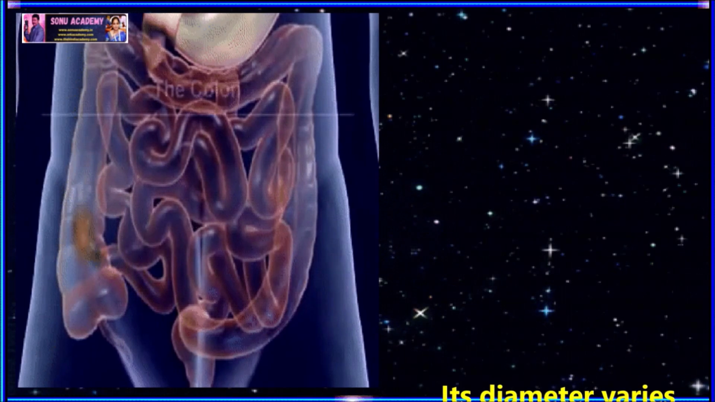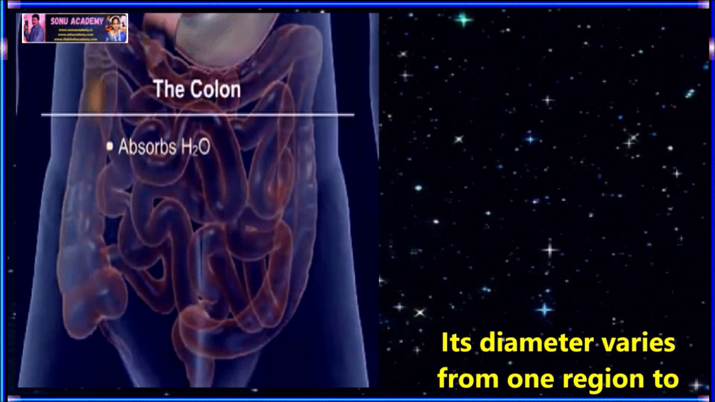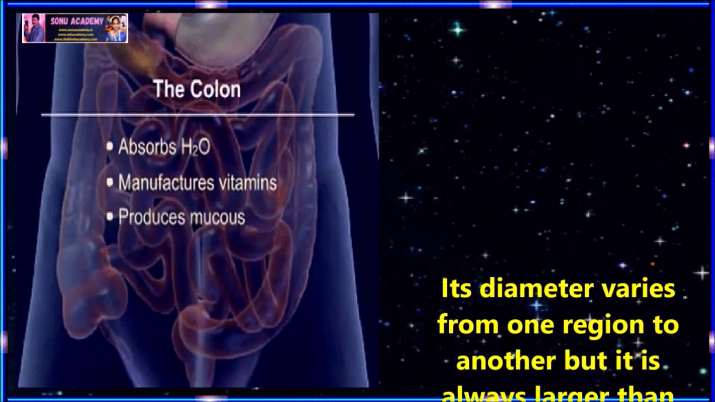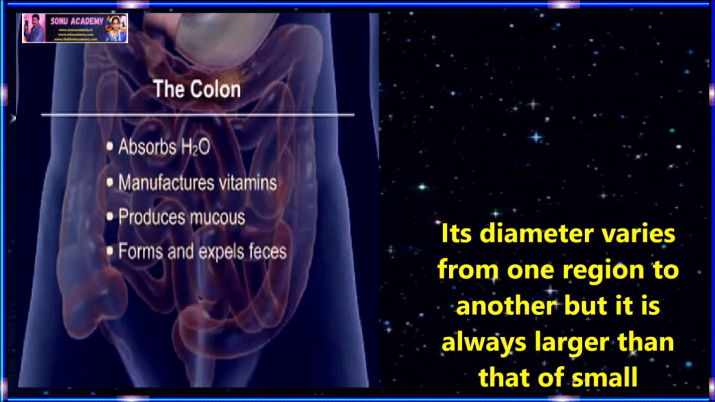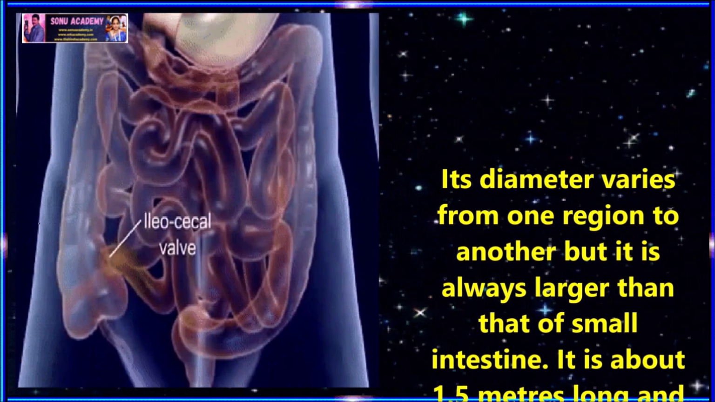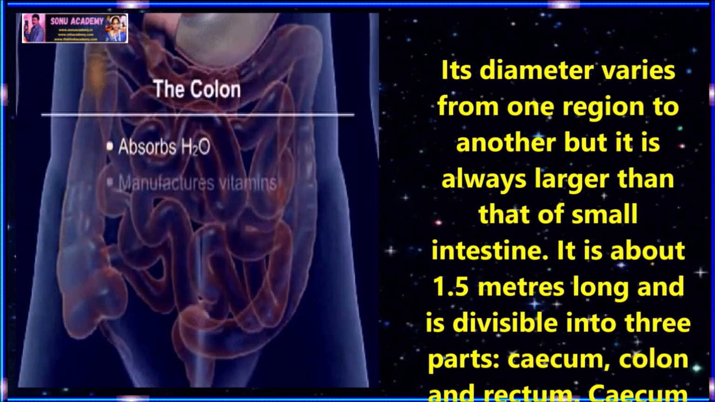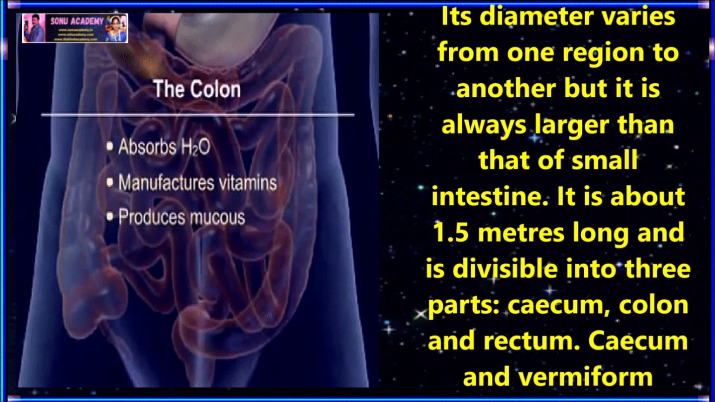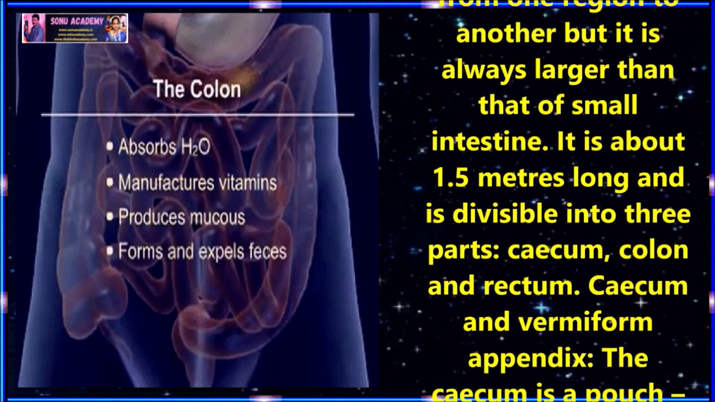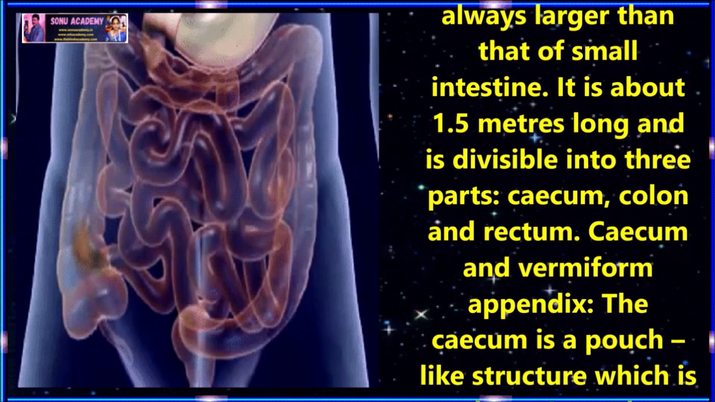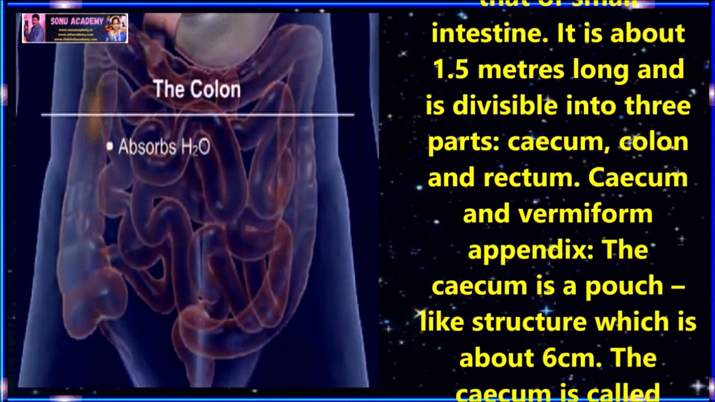Let us discuss the large intestine. Children, the large intestine's diameter varies from one region to another, but it is always larger than that of the small intestine. It is about 1.5 meters long and is divisible into three parts: cecum, colon and rectum. Cecum and vermiform appendix.